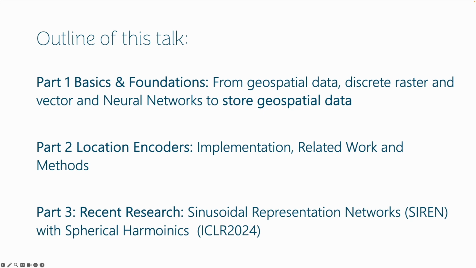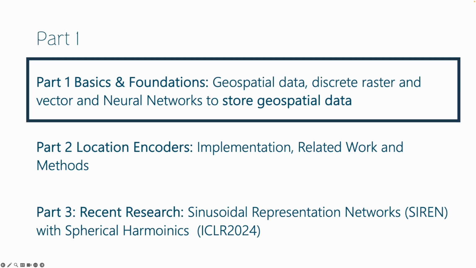In the first part, I will cover basics and foundations and talk about how geospatial data can be stored in general as raster and vector data, and how we can use neural networks to store geospatial data. In the second part, I will talk about how these neural networks are implemented, and talk about a second line of research that has evolved in that direction as well, and that structures the way those are implemented in the form of a positional embedding and a neural network to store the underlying data. And then both research lines lead up to the recent work that we presented at ICLR this year. So I hope to give you a good overview on these 3 topics. So let's get started on the first one.